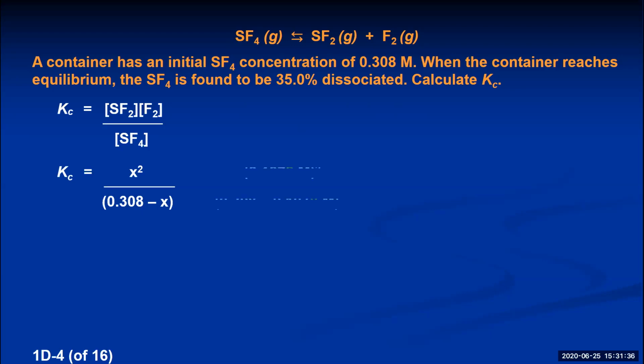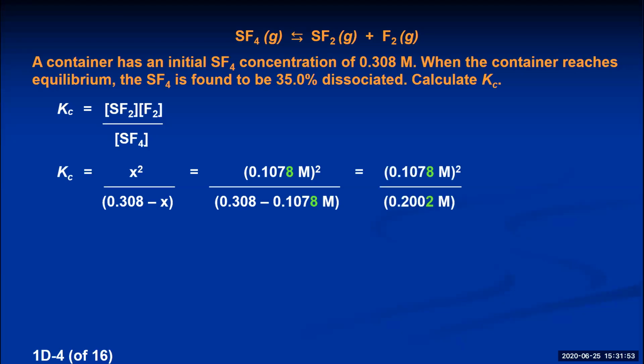And now that we know the value for X, we can plug in 0.1078 in each of the spots for X. The units are molarity squared on the top, molarity on the bottom. So the final units will come out molarity. And because the numerator and denominator will both be 3 significant figures, the answer will come out 3 significant figures once we've done it. And that turns out to be 0.0, and then we start counting our significant figures, 580 molar. And that would be the equilibrium constant for this particular reaction.